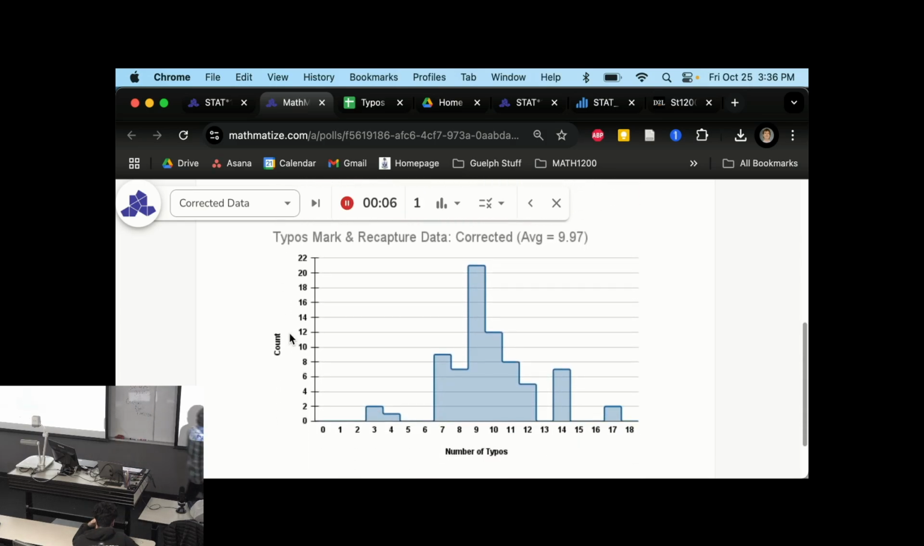And you can see the most common answer was 9. The second most common was 10. There is a spread now. Some people are an underestimate. Some people are an overestimate. A couple people even got 17. So they think there's 17 typos in the text. Of course, there's actually 10.